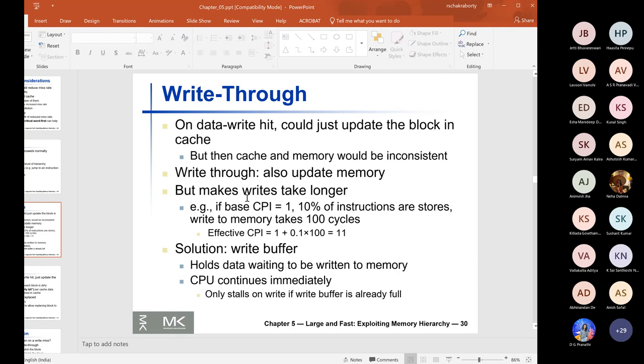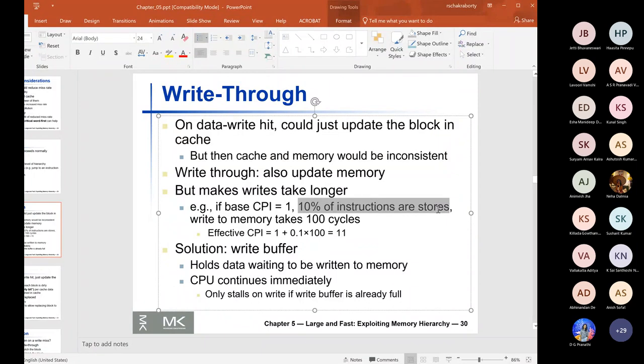Write through can make writes very long, because if the CPI is 1 and if the write to memory takes 100 clock cycles and only 10% of instructions are stores, without write buffers there is a mandatory write to memory for every store, and it can be really bad, because your effective CPI can become 11, even with only 10% store instructions. It is so bad that effectively you are executing only one instruction per 11 clock cycles, whereas ideally you had to execute one instruction per clock cycle.